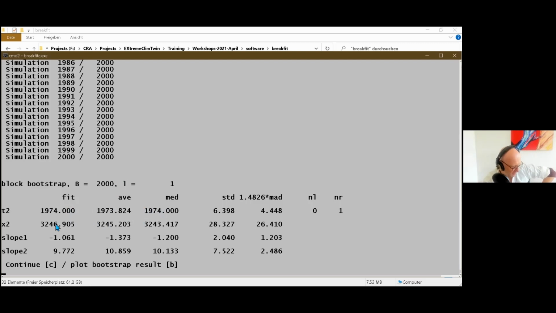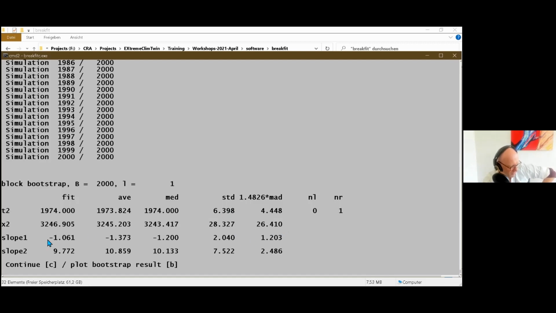Okay, and then we have also good agreement. That means the fit agrees with the median or the average clearly within these uncertainties, the standard errors for the x2 value. This is the level of the change point.